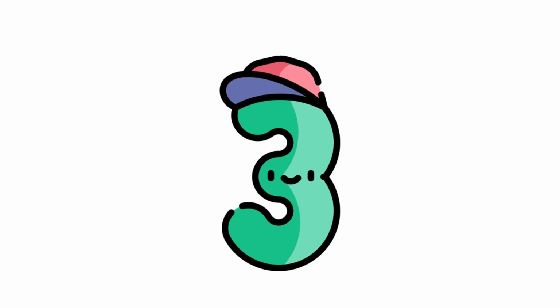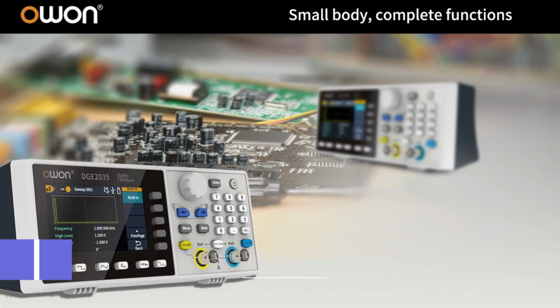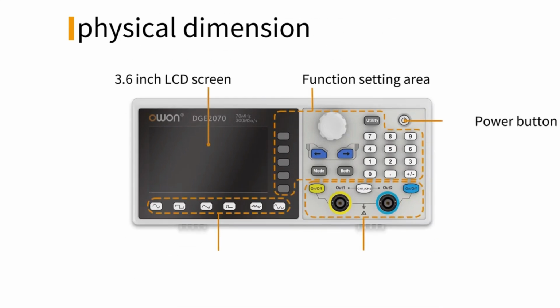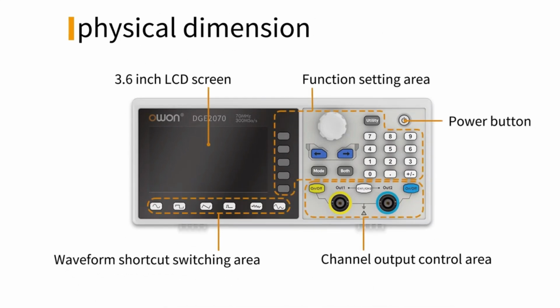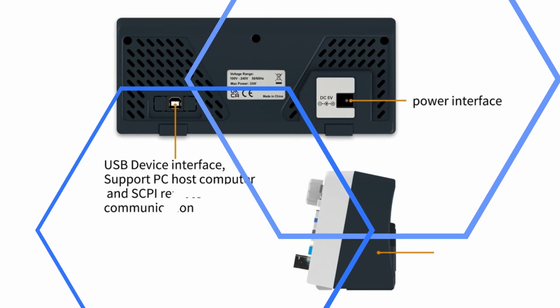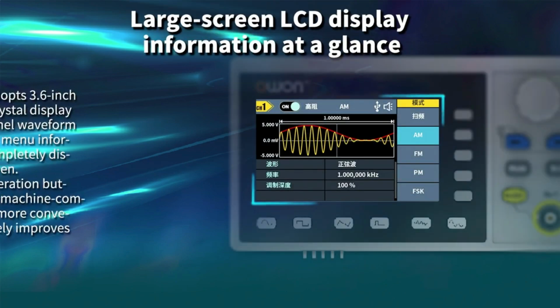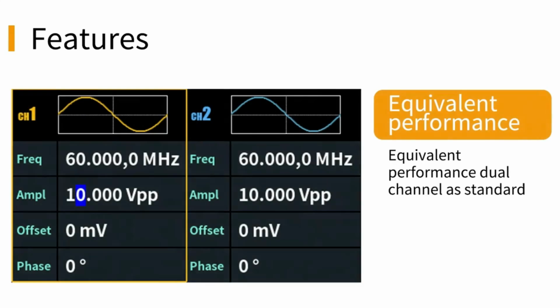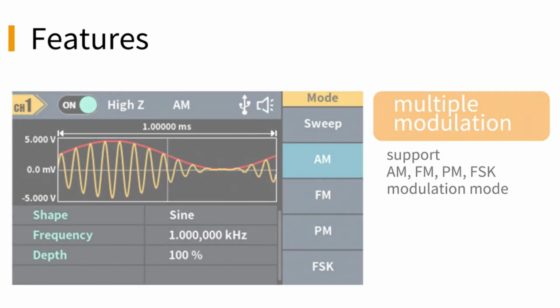Number 3. OWON DGE 2035 and DGE 2070 Waveform Generator. The OWON DGE 2035 and DGE 2070 are high-performance waveform generators built for serious lab use. Offering up to 70 MHz bandwidth, 300 MSa/s sampling rate, and 14-bit resolution, they deliver extremely precise and low-distortion signals.